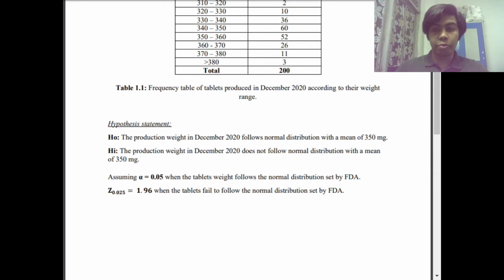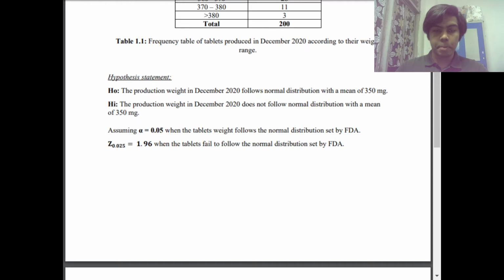After that, we can proceed to our hypothesis statement, where our H0 states that the production weight in December 2020 follows normal distribution with a mean of 350 mg, while our H1 states that the production weight in December 2020 does not follow normal distribution with a mean of 350 mg. So to determine that, we have to use Lajakk test because it is normal distribution, and we have to assume our alpha is 0.05 when the tablet's weight follows the normal distribution set by the FDA.